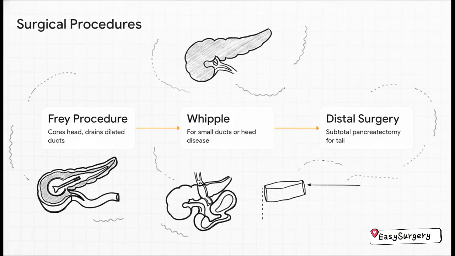Alternatively, a Whipple procedure is your choice if the disease is really isolated to the head, if the ducts are small, or crucially, if you can't definitively rule out cancer. Finally, if the disease is sitting strictly in the tail, a distal subtotal pancreatectomy is the way to go.